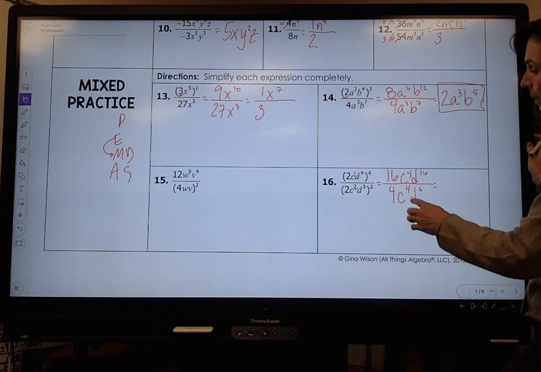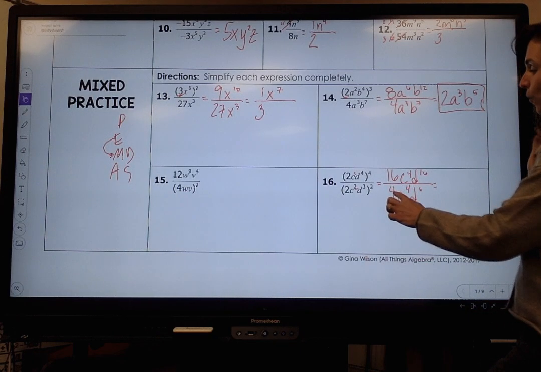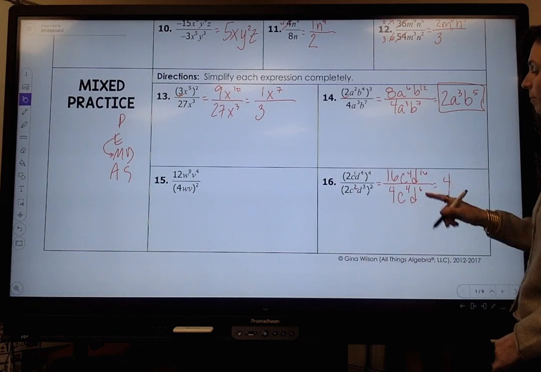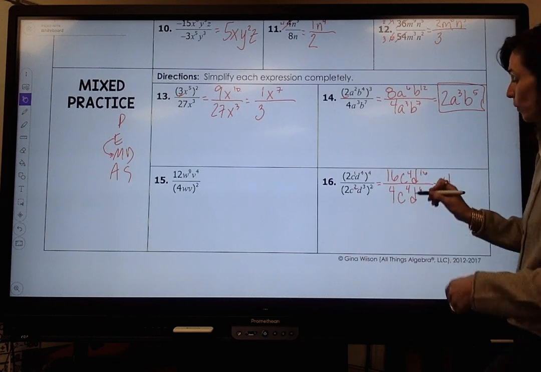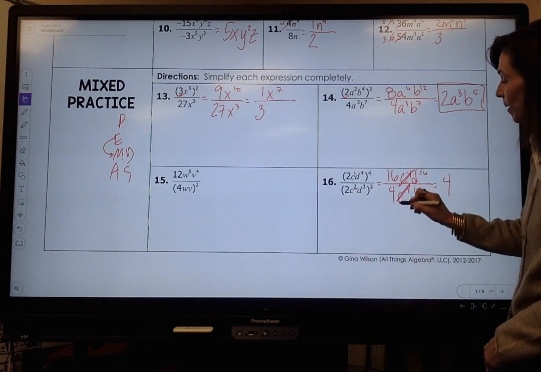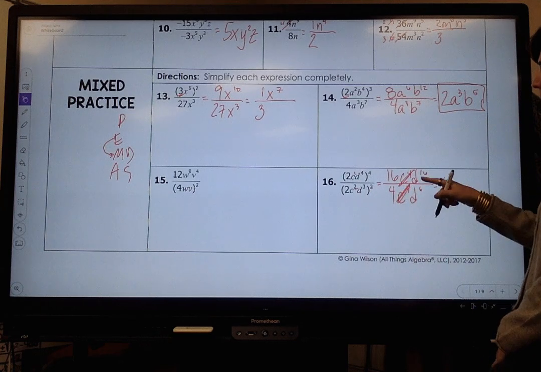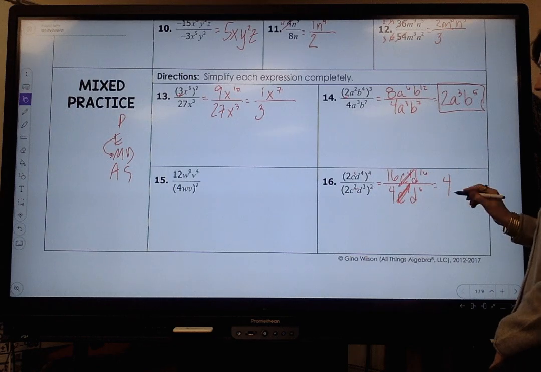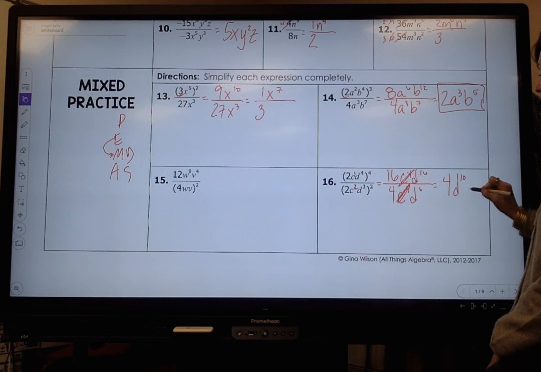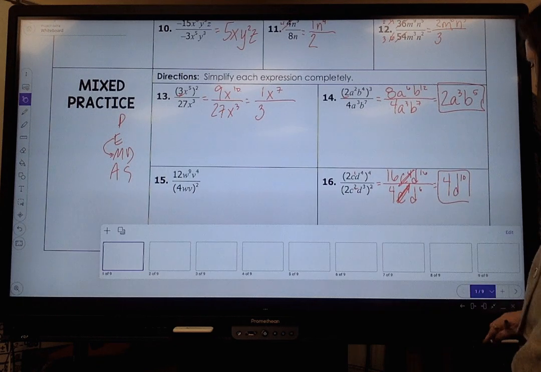And then, of course, I can keep going. 16 divided by 4 is 4. My exponents subtract. 4 minus 4 is 0, which is 1, which means they cancel out. Anything divided by itself cancels out. And here I have d to the 16 over d to the 6, so I subtract 16 minus 6, and I get d to the 10th. So that's what that guy looks like.